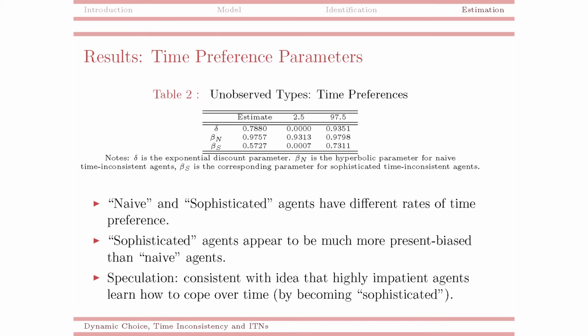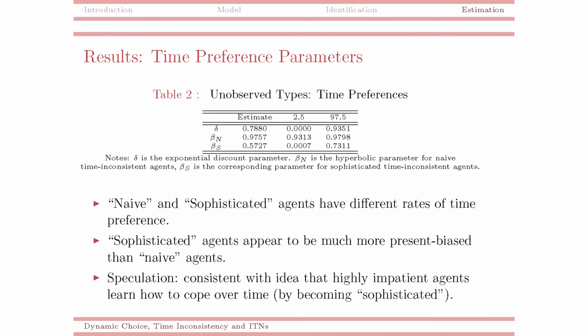We have some issues with how we're doing the computation for the confidence intervals. We're still working on that. The point estimates suggest that the hyperbolic parameter for the naive agents is pretty close to 1, whereas that for the sophisticated agents is about 0.57, and the exponential parameter is about 0.78. So the first point to note here is that the naive and the sophisticated agents have different rates of time preferences. And the second thing, which is quite important, is that the sophisticated agents actually appear to be much more present biased than the naive agents.